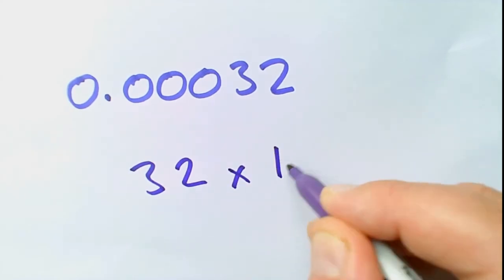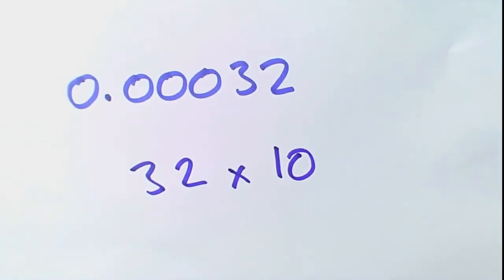So what we do is just ignore all the noughts and write down the number like we did before and put times 10. So step 1 is exactly the same. In fact, step 2 is exactly the same as well. You just put a decimal point after the first digit. So it's always a number between 1 and 10. So it fits that same pattern.